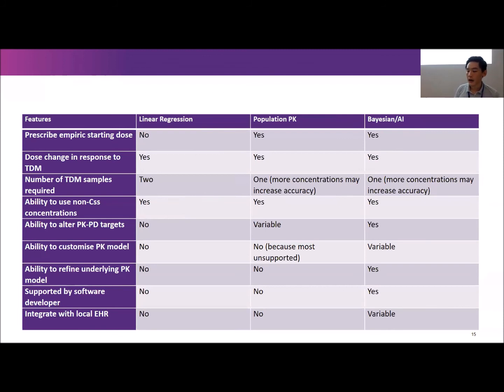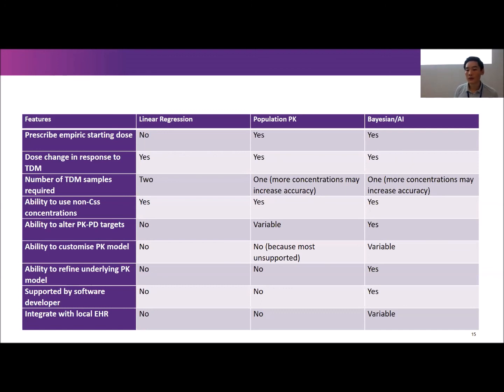Now, it's currently unclear if using more than 1 concentration increases the accuracy of your dosing recommendations. The literature seems to be a bit inconsistent with this. When there are differences, though, it tends to be a difference of about 10%. So that may or may not be clinically relevant depending on the setting that you're in. All of the programs have the ability to use non-steady state concentrations in making their dosing recommendations.